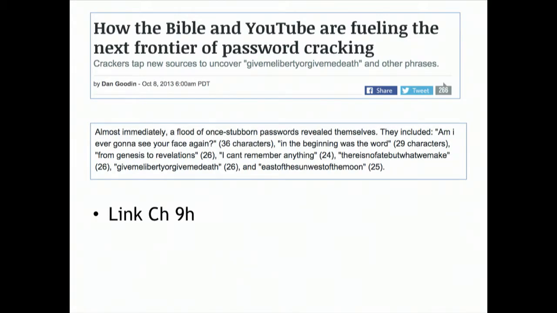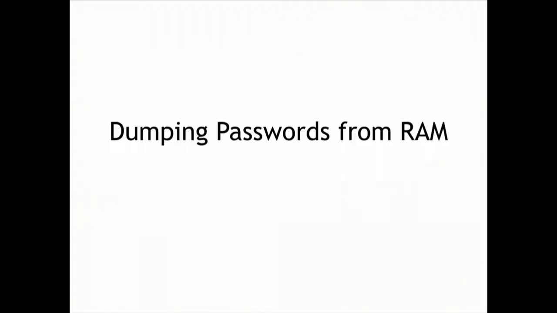And here's more of this stuff about using the Bible and YouTube and online sources to just get all the possible phrases anybody might be able to remember. And here, this is all essentially social engineering. You are not attacking the mathematics of passwords, you are attacking the psychology of humans. What could humans remember? And it's not that many.